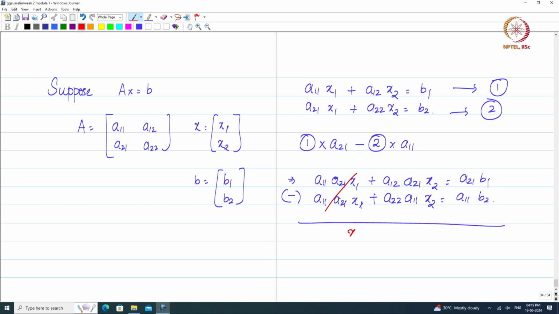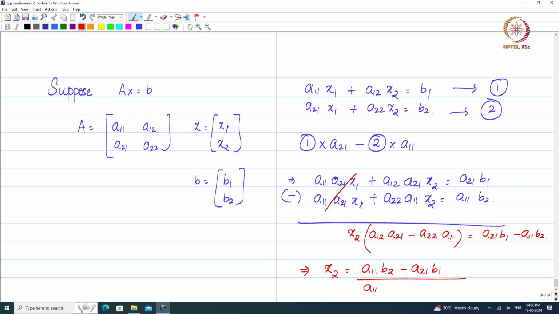So what we have is x2 into a12 a21 minus a22 a11 is equal to a21 b1 minus a11 b2. Now I am going to write this as x2 equal to a11 b2 minus a21 b1, divided by a11 a22 minus a21 a12. I have changed the sign here: I took a negative from this and a negative from this, and rearranged the terms.